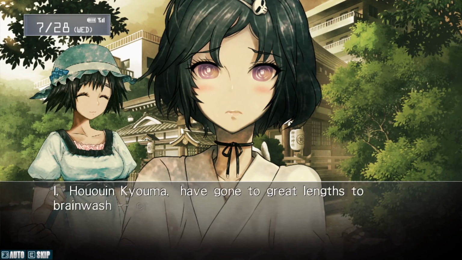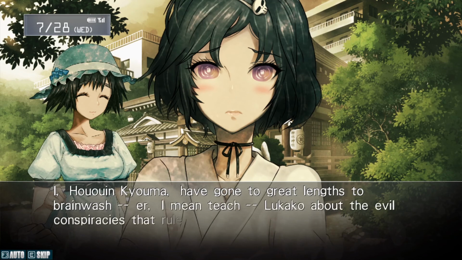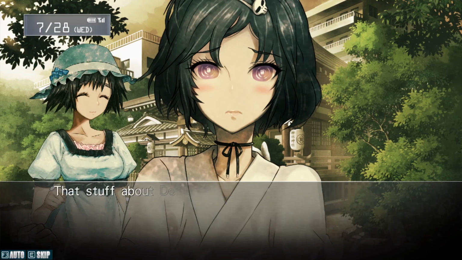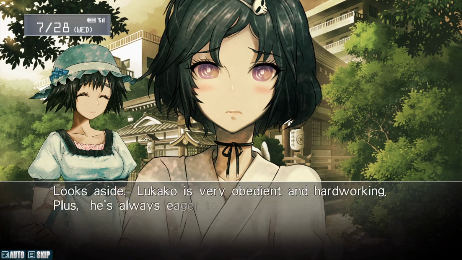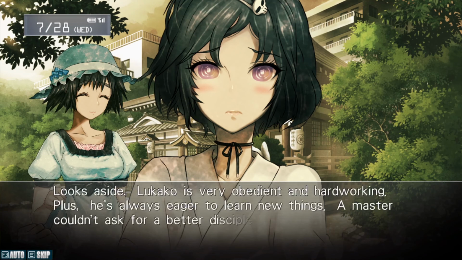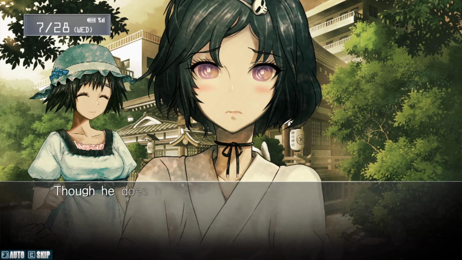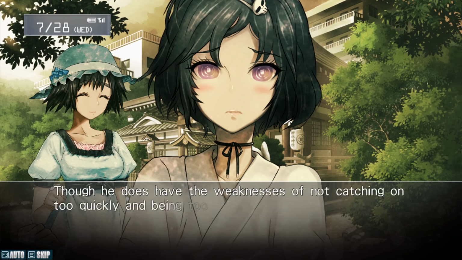I, Howin Kyoma, have gone to great lengths to brainwash, teach Rukako about the evil conspiracies that rule the world, and how to resist them. That stuff about Demon Sword Samidare is part of that training. Looks aside, Rukako is very obedient and hardworking. Plus, he's always eager to learn new things. A master couldn't ask for a better disciple. Though he does have the weaknesses of not catching on too quickly and being too shy.